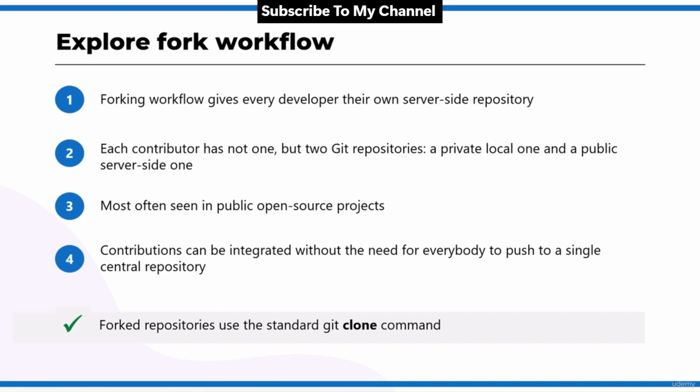The forking workflow is most often seen in public open source projects, and it is most suitable there. The main advantage of the forking workflow is that contributions can be integrated without the need for everybody to push to a single central repository. Developers push to their own server-side repositories, and only the project maintainer can push to the official repository.